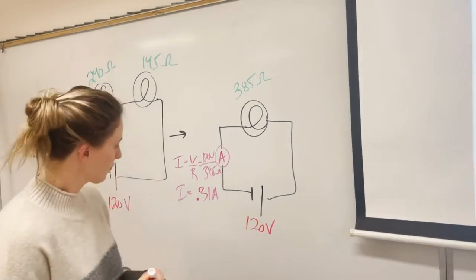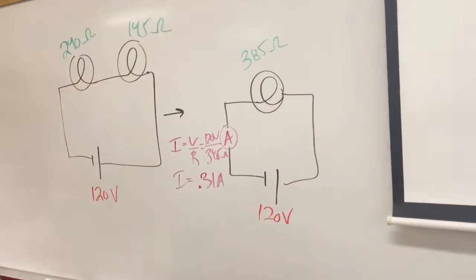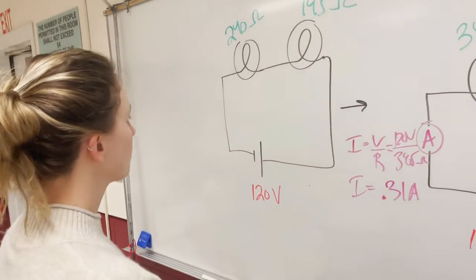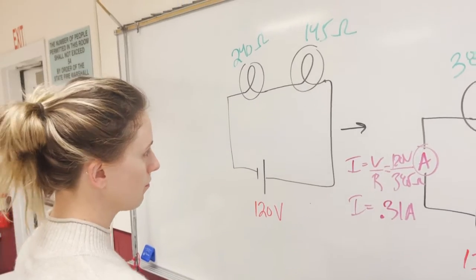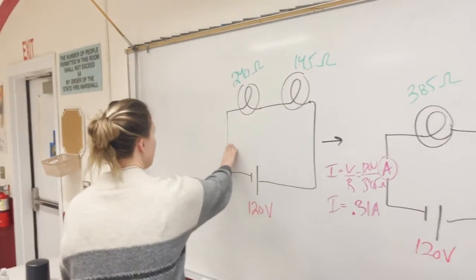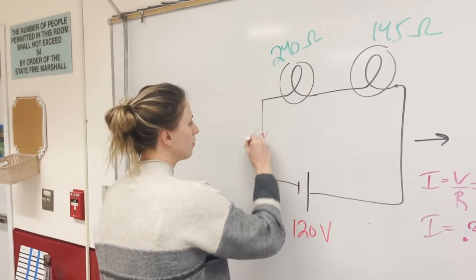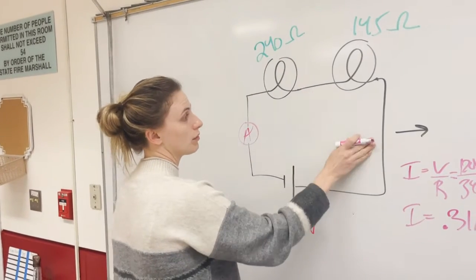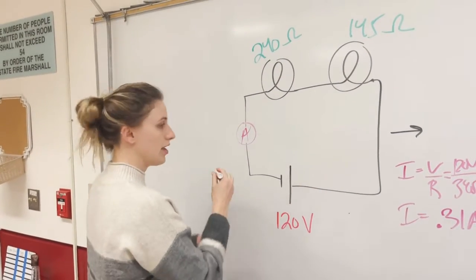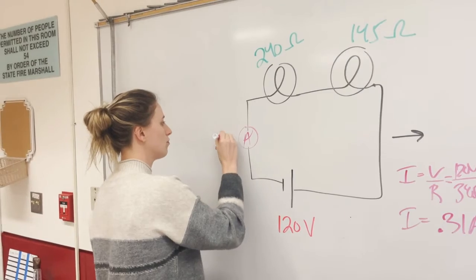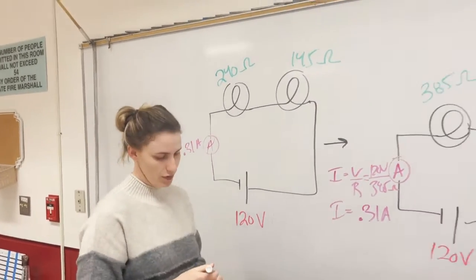Okay, so we got 0.31 amps flowing through the equivalent resistance, but it's also 0.31 in our original circuit. So if I was to put the ammeter here, or here, I could put it right here, anywhere, as long as it's in the flow. It'll be the same. So we got 0.31 amps right there. Okay.